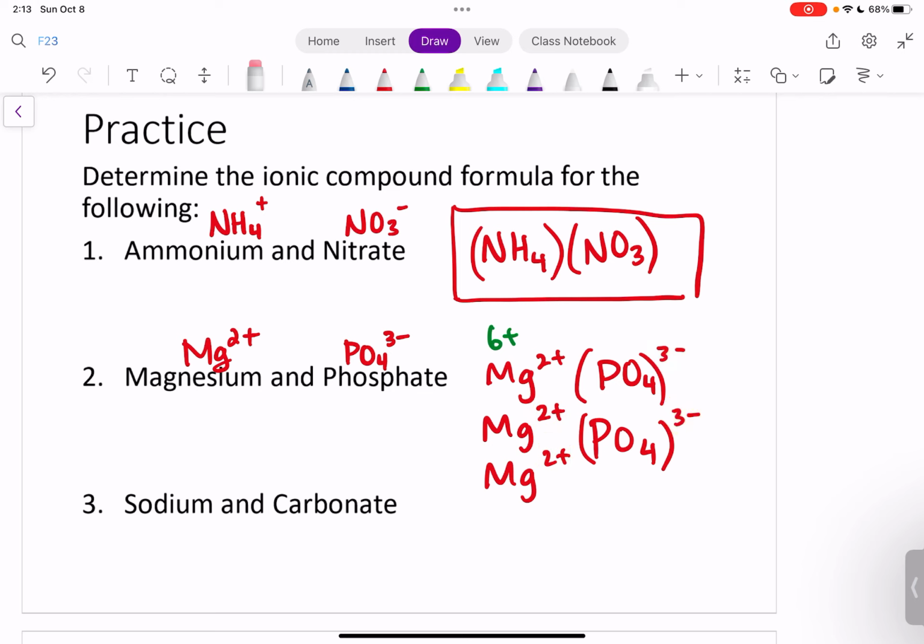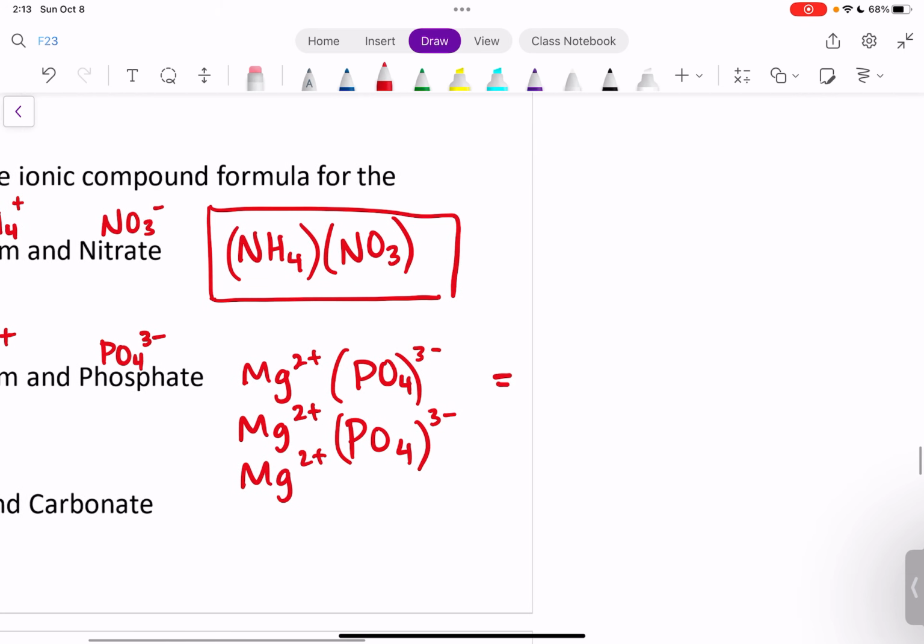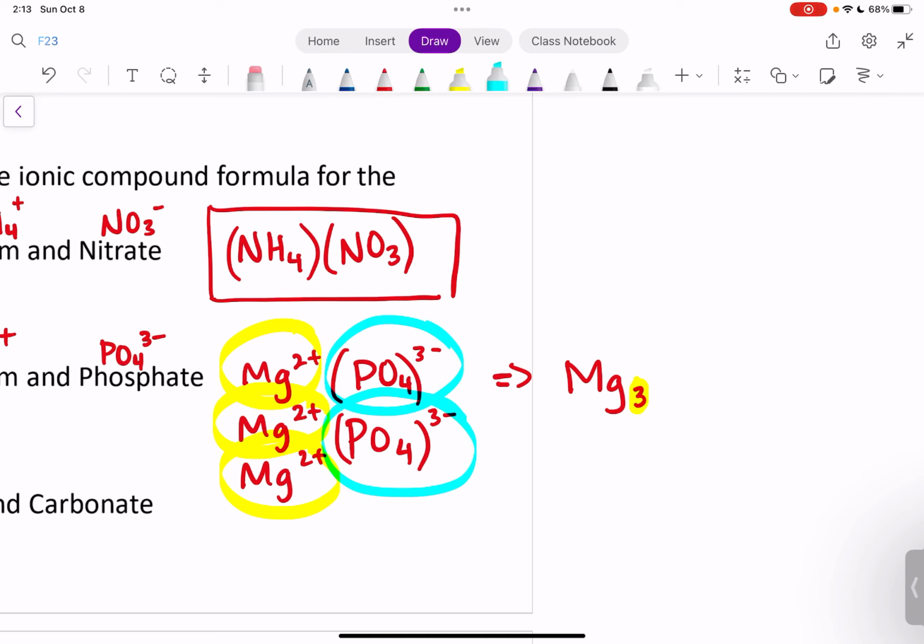So when we write the formula for this compound, we're going to write Mg. How many Mg's do I have? Yeah, I have 1, 2, and 3. So 3 Mg's, Mg3, and let's color code this. And how many PO4s, or phosphates? Yeah, 2, 1 and 2. 2 phosphates, so PO4, and now I need to put a 2 down there.